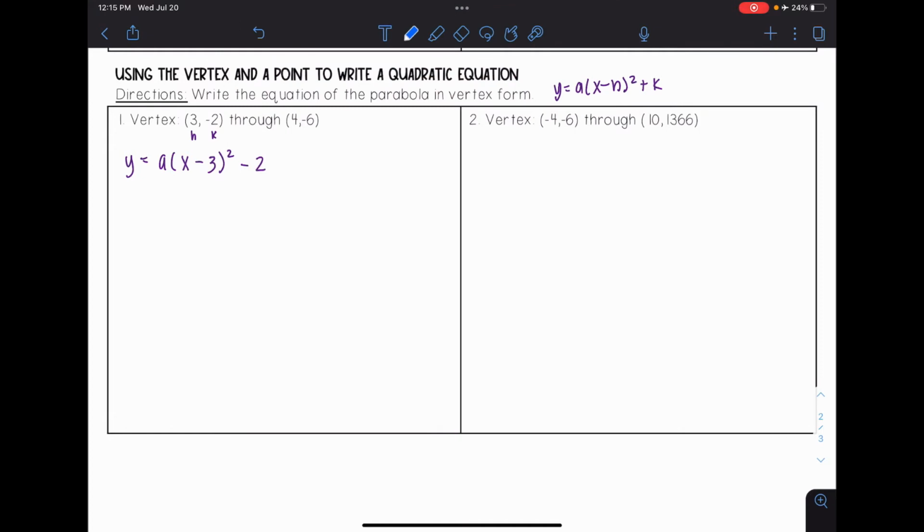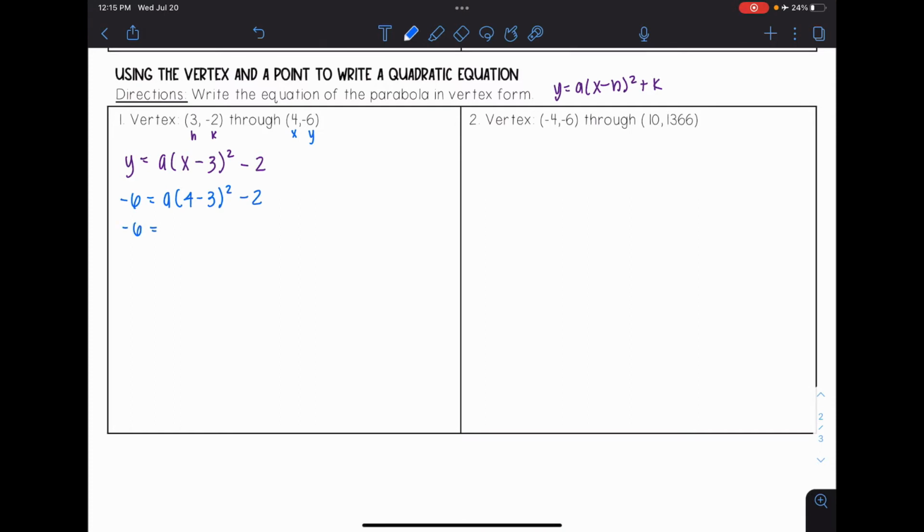I see that this parabola goes through the point (4, -6). So that means I can actually plug in x and y for 4 and -6, because this 4 means that x is equal to 4 and y is equal to -6. So plugging that in, I get -6 is equal to a times (4 minus 3) squared minus 2. And now I can go ahead and solve this equation for a.